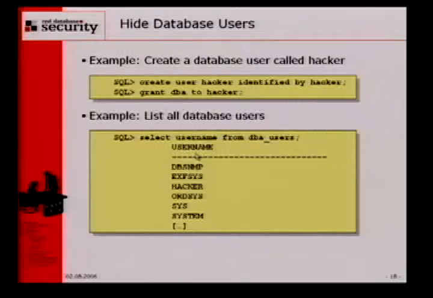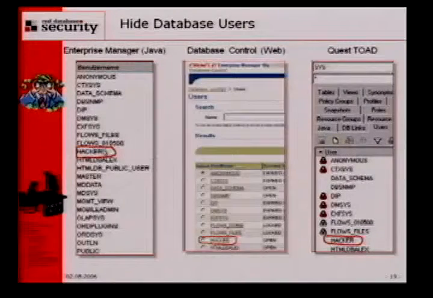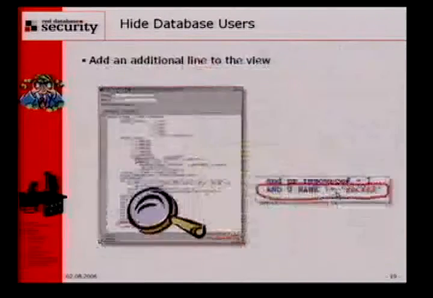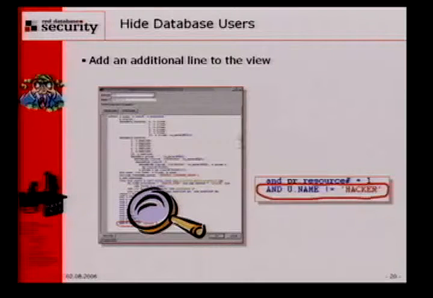And now we try our trick. Nowadays, a lot of DBAs are using graphical user interfaces. So we can see the user hacker in Enterprise Manager and Database Control or in Toad from Quest. And now comes the trick. We are modifying the view DBA_USERS, and we are adding one single row: and uname not equal 'hacker'. This means show everything except the user called hacker.